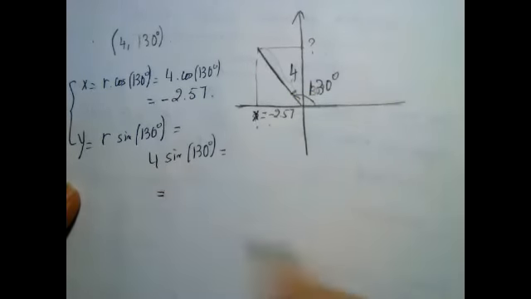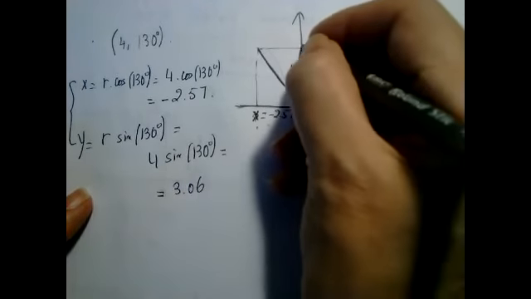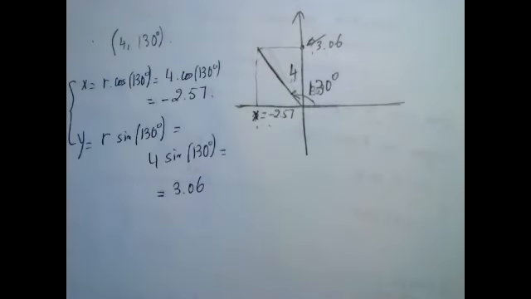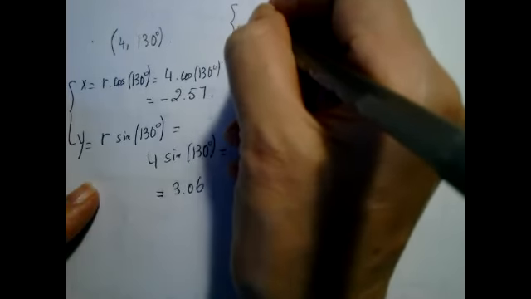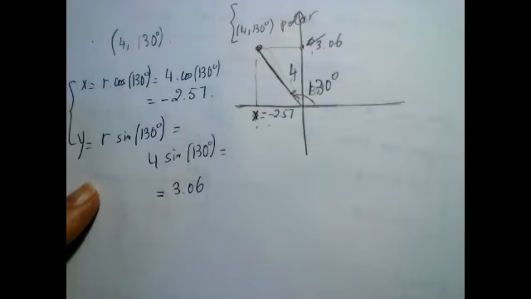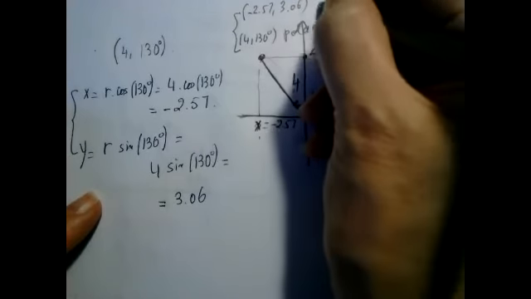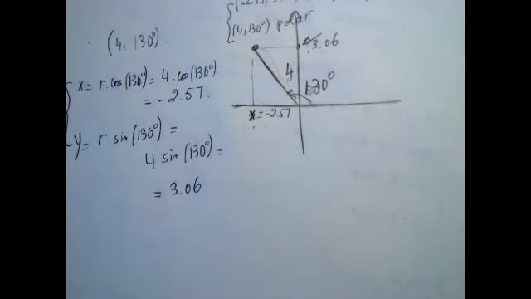And how much did you guys get for the y? 3.06. It means this one here, that's the 3.06. And now I have a point in both coordinate systems. So I know it's 4, 130 in polar, and in Cartesian it is minus 2.57 and 3.06. That's in Cartesian. Okay, so that's really the idea.